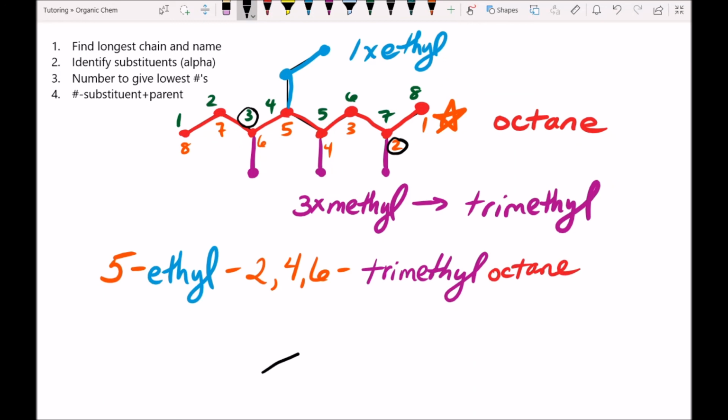So let's redraw it for clarity. The name of this compound is 5-ethyl-2,4,6-trimethyloctane.